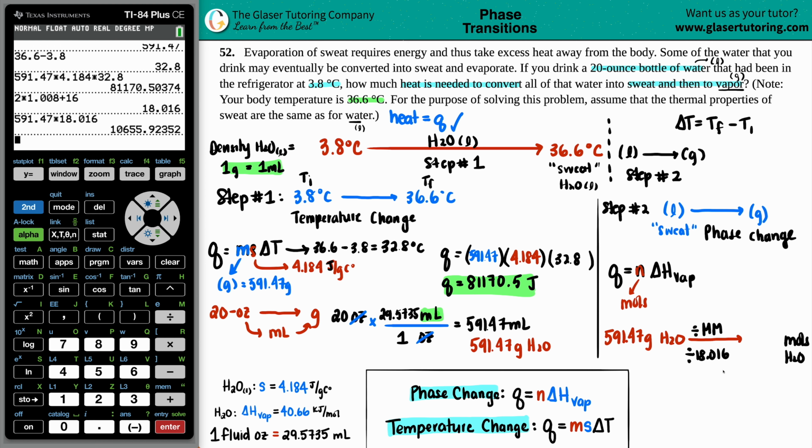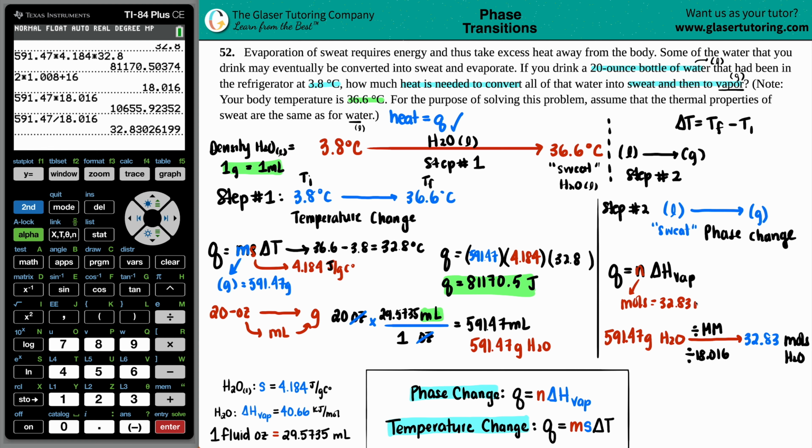Whoa. I got a lot of moles. And I found my mistake. You might have been screaming at me. I pressed multiply. We should have divided. There you go. And let's just press enter. Okay, that's more realistic. So my moles is 32.83. Okay, so 32.83 moles. Now I know that that's my n number.